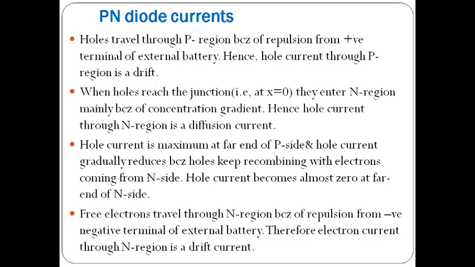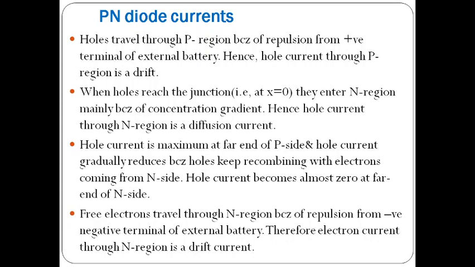Again, we already know there are two different mechanisms to get the current. One is the drift mechanism, another one is the diffusion mechanism. So we have hole drift current, hole diffusion current, and electron drift current, electron diffusion current. Here we can observe these four currents in the PN junction diode. So we will discuss them in depth.